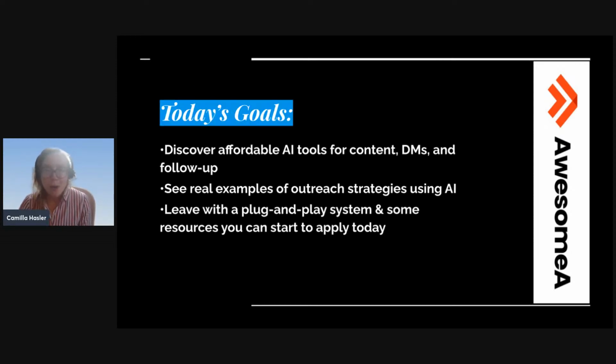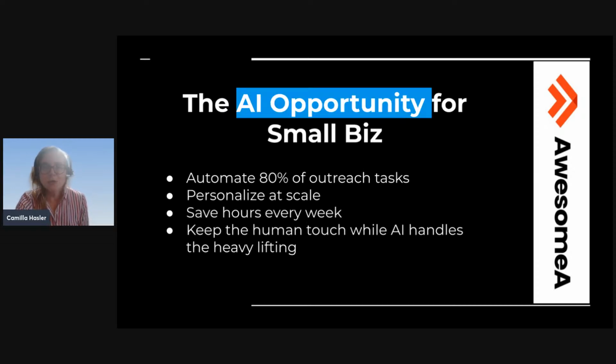So our goal for today's webinar and session is for you to discover affordable AI tools for content, direct messages, and also for your followers, to help you also to see real examples of outreach strategies using AI, and of course to give you the option to leave with a plug and play system and some resources that you can start to apply today. So the AI opportunity for small business owners is for you to automate 80% of outreach tasks and to personalize at scale. If you would like to save hours every single week, then you can keep the human touch going, but let AI handle the heavy lifting.